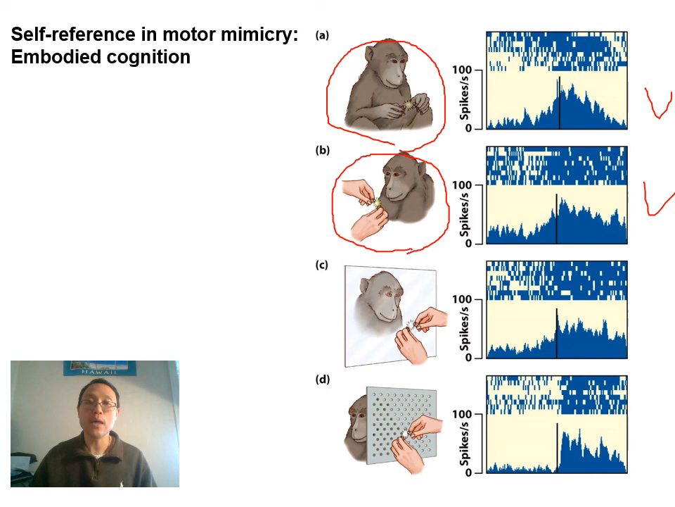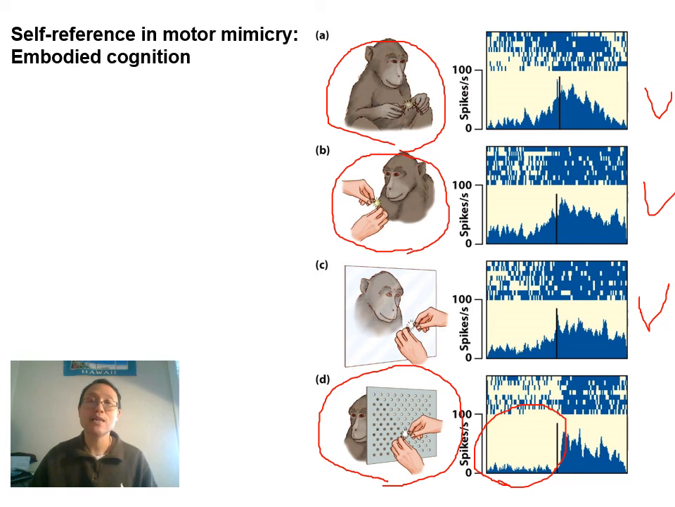Okay, and now in C, when the monkey sees someone breaking the peanut but cannot hear the peanut being broken, you can see that this activity is still very similar to the two in front. Now, what happens when the monkey is listening to the peanut being broken, but does not see it? You can see that the activity of this cell is not as much in this phase. This cell really does not like that much.